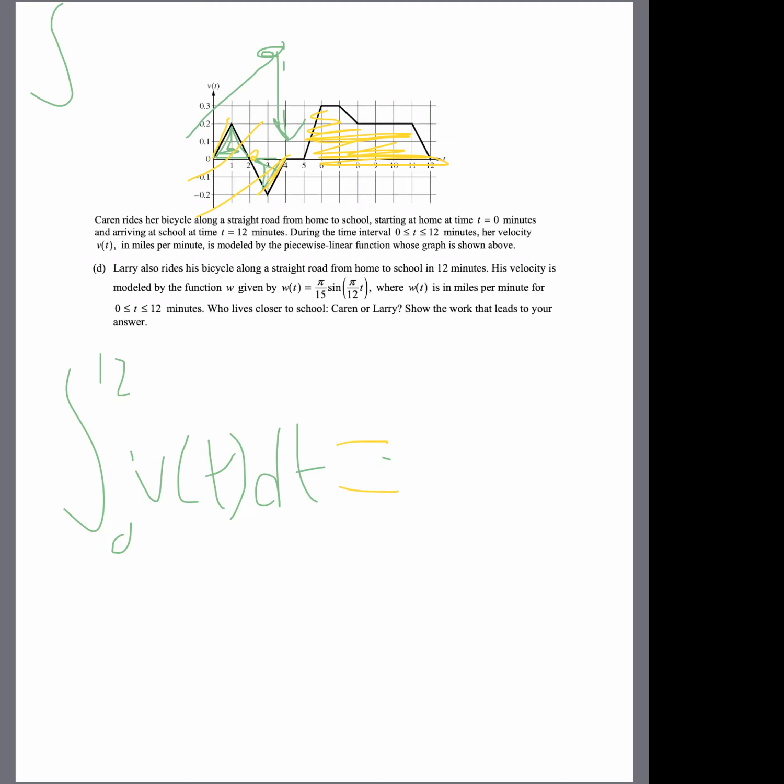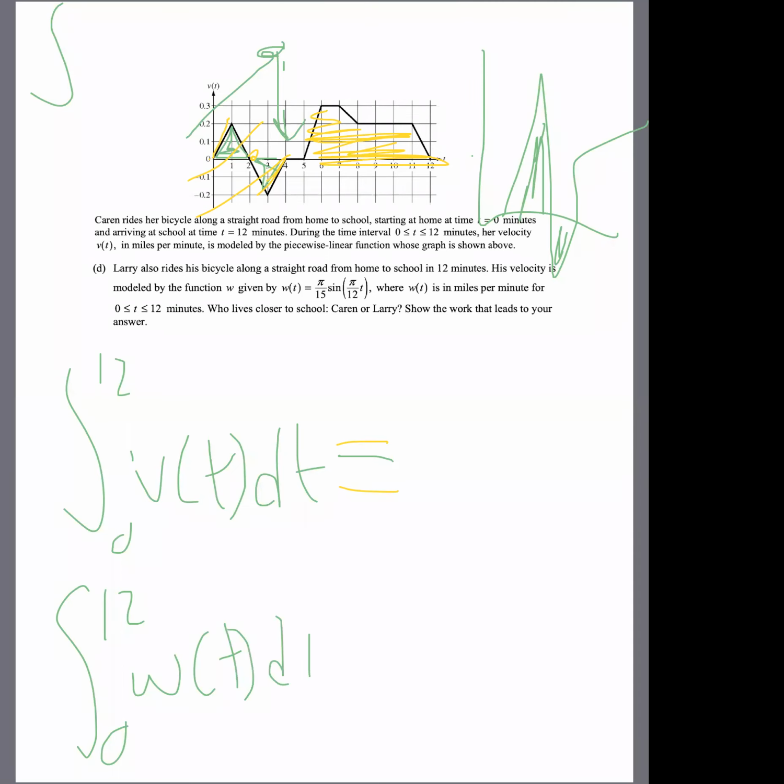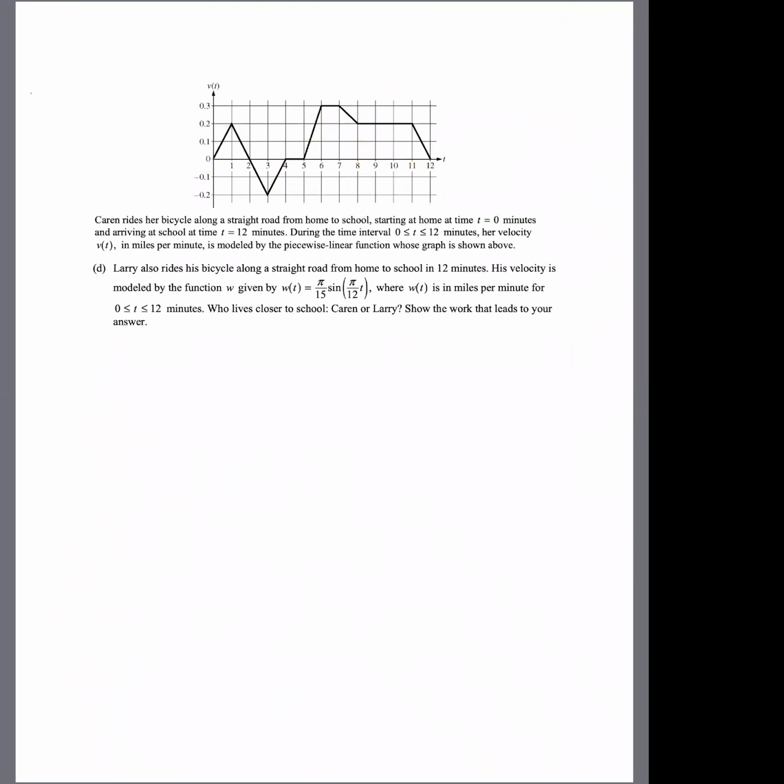And the same can be said about Max, or whatever his name is, Larry. So let's just say that Larry did the same thing, and that's his graph. Let's just pretend that this is the same and this is the same. If that's true, those two would cancel out again. So what we're going to do is just take the integral from 0 to 12 of Larry's equation as well, which is W of t. And this is a calculator problem, so don't even bother integrating that.